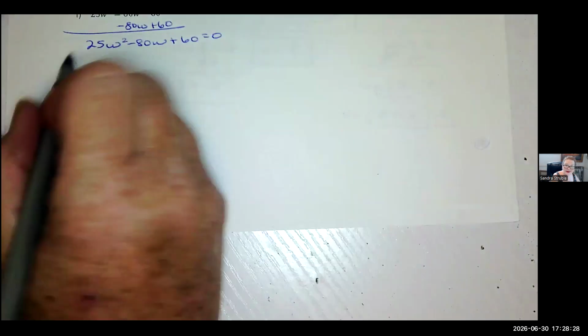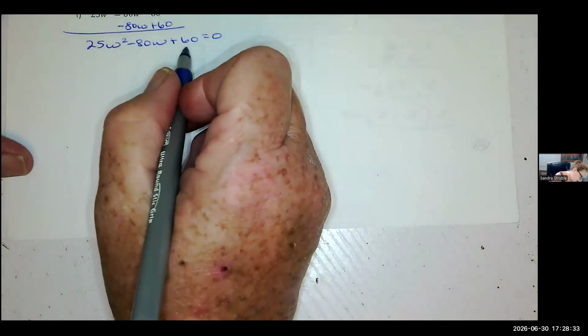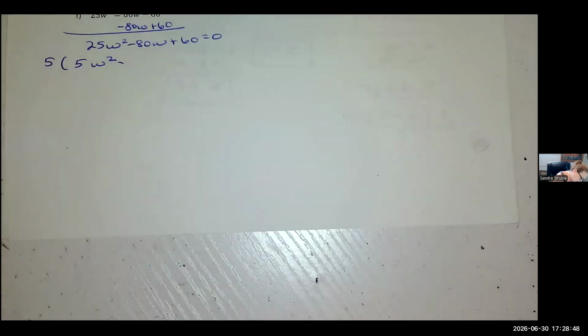All right, first thing I do is I look to see if these numbers have anything in common. They do. They're all divisible by 5 at least. So I'm going to factor out a 5. And the 5 from 25 is 5w squared. 5 into 80 is 16. And then plus 5 into 60 is 12. I should have known that. All right, keep your 5.